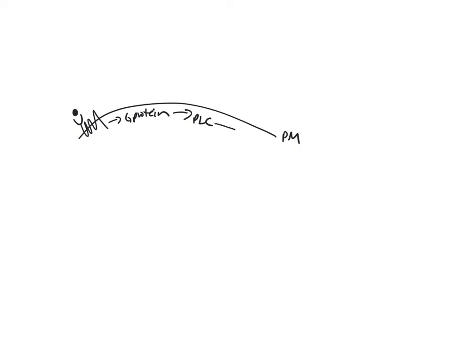Then PLC breaks down the inositol phospholipid into DAG and IP3. IP3 makes a little detour over to the ER. This increases calcium concentration in the cytoplasm. And then that calcium can diffuse over here where DAG has bound to PKC.